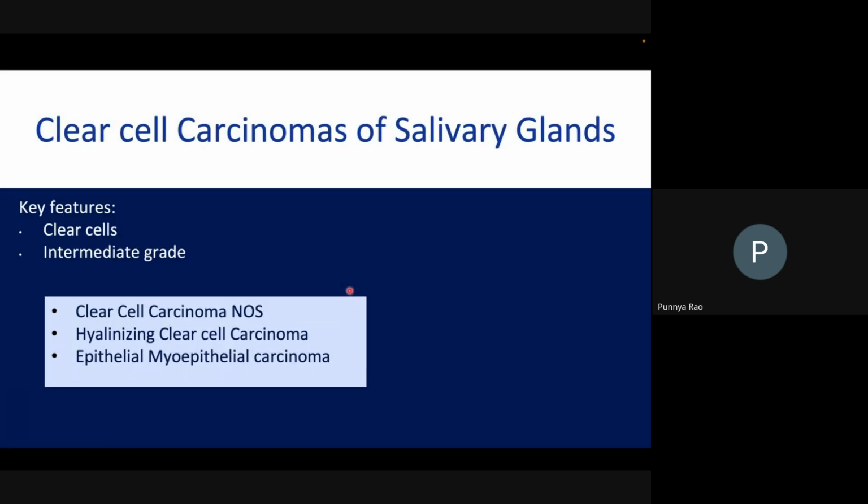And then we have the clear cell carcinomas of salivary glands. So they are made up of predominantly clear cells. Okay, so there are two main types, that is hyalinizing clear cell carcinoma and myoepithelial carcinoma. And if they do not fit into either of the two, you can call that a clear cell carcinoma, not otherwise specified.